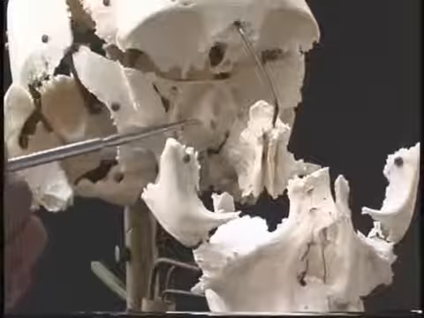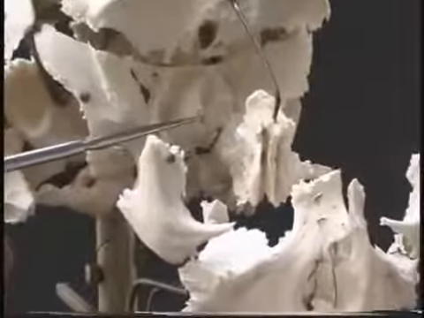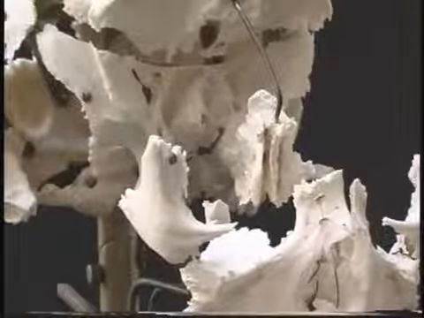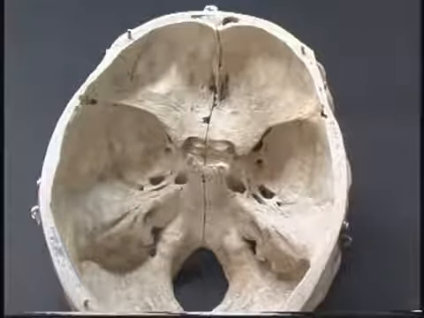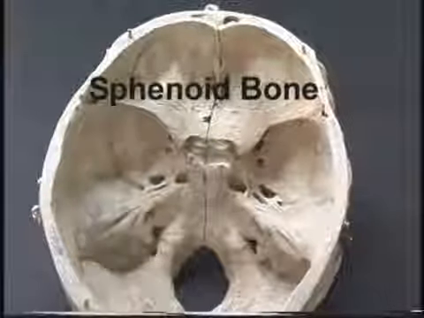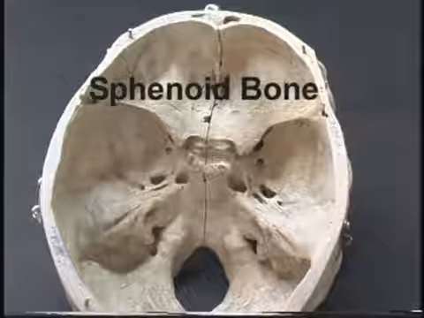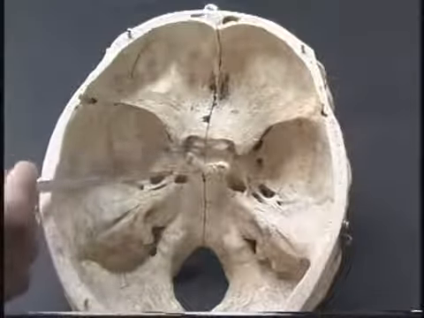Let's look at this. This is a single bone. Let's look into the different features of this bone. Now I'm going to show you the position of the sphenoid bone. The sphenoid bone is a single bone which sits at the base of the skull in the center.